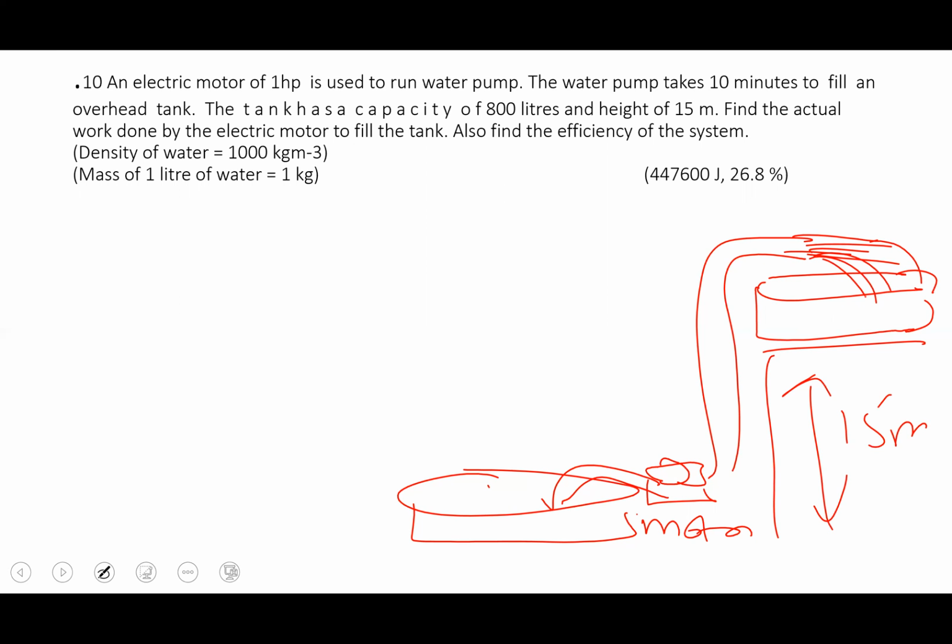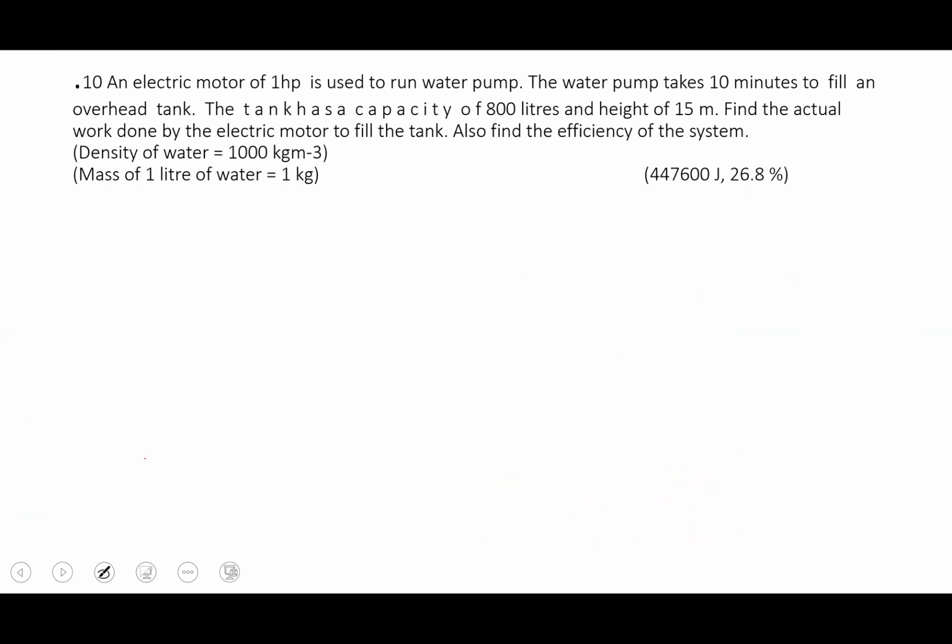Now in this case, we have to find the work done by the electric motor to fill the tank, and also find the efficiency of this motor. So we have to find the percentage efficiency of this motor as well. For this, we have to calculate the output as well as the input. For this, we have the horsepower. 1 horsepower, we know, is equal to 746 watts.